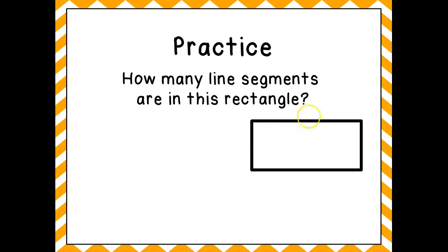Okay, here's another practice. How many line segments are in this rectangle? Is it 5, 4, or 7? Go ahead and take a moment, write down your answer. Okay, the correct answer here is letter B. There are 4. Let's count them together. This is one line segment. Here's your endpoint, another endpoint. Here's your second line segment, your third one right here, and number 4 right over here.